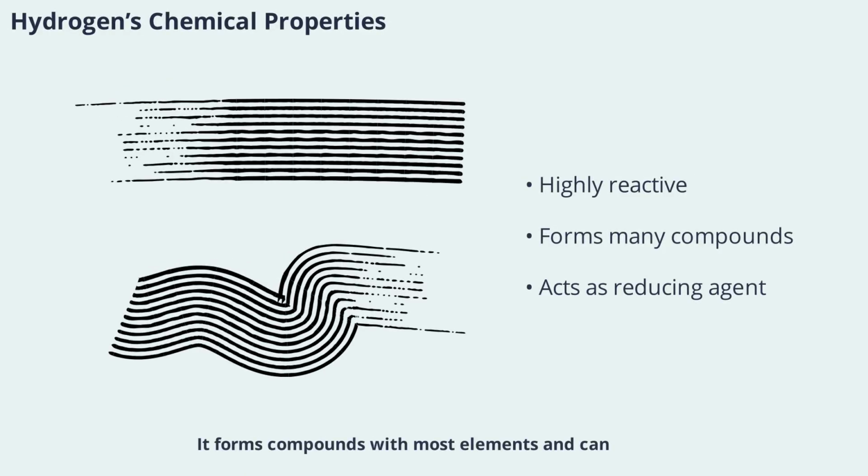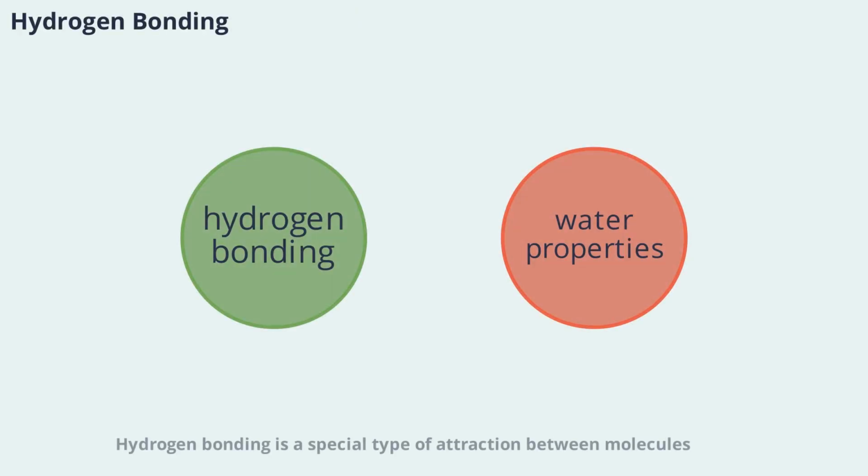It forms compounds with most elements and can act as both a reducing and oxidizing agent. This reactivity is why hydrogen is involved in so many industrial and laboratory processes. Hydrogen bonding is a special type of attraction between molecules, especially in water.